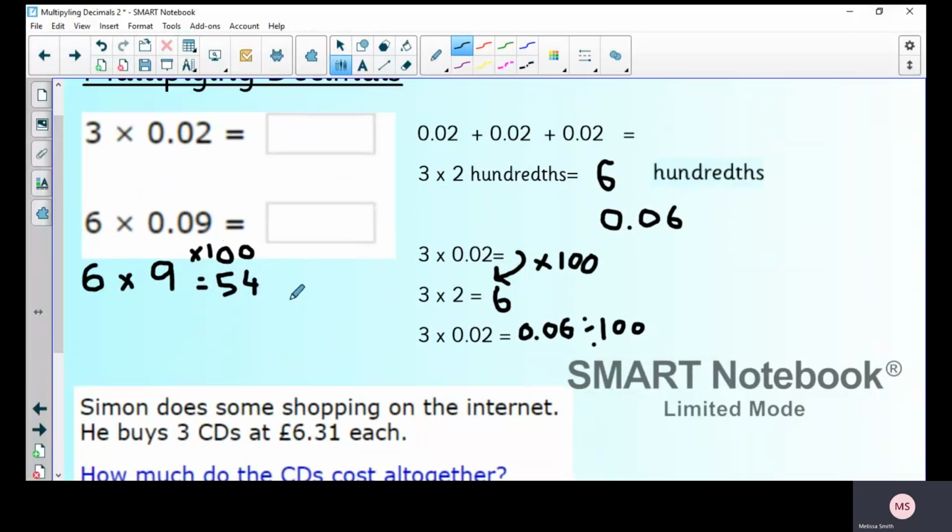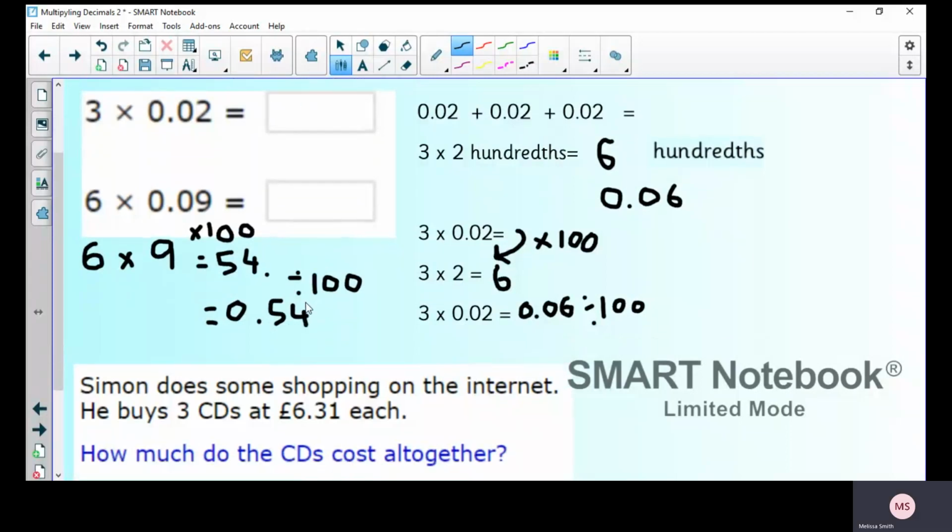Now what have I got to do to my 54? Well, I've got to then divide that by 100. And again, you can use the place value chart. If that helps you do this, you can move the numbers along in the place value chart. You can think of the decimal point. If you've got 54, it's going to become 100 times smaller. Think of the decimal place moving 2 spaces. That's 0.54. So now we've got the answer to both of those.